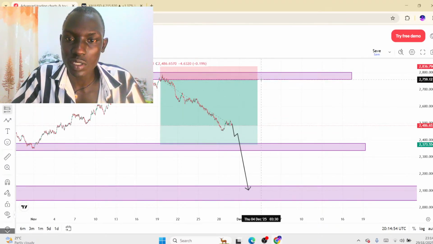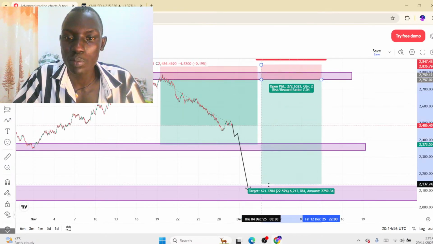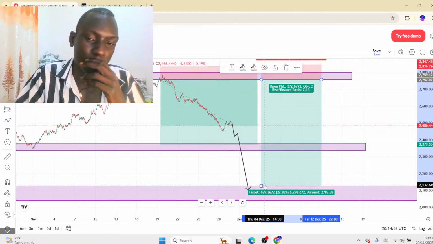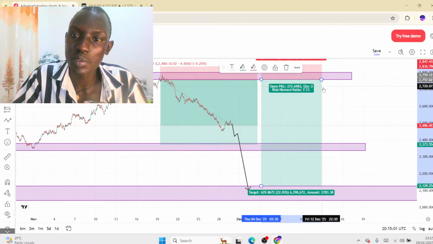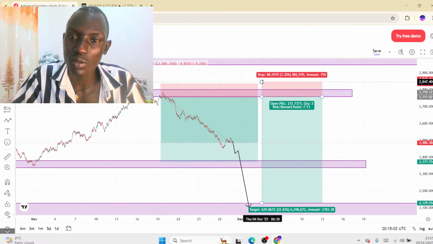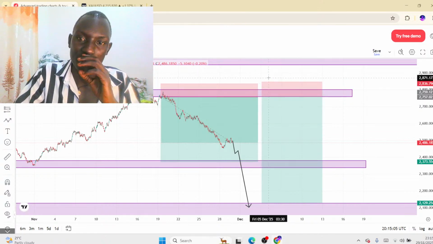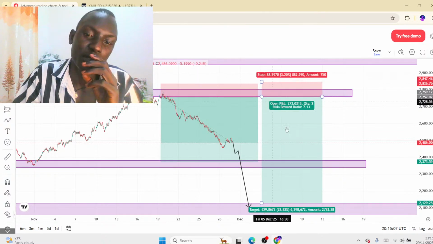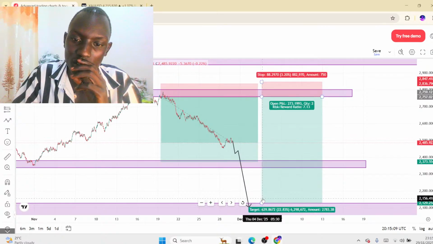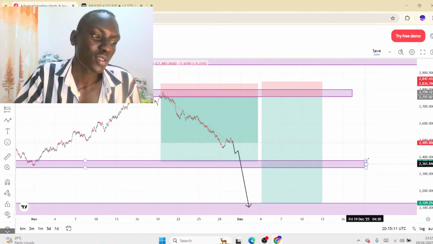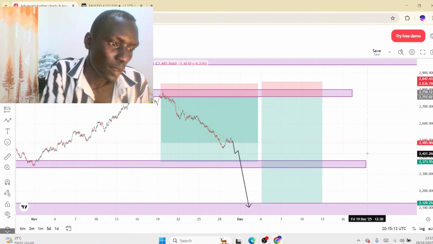And see now, let's say we are going for short sales also still. So our TP is going to be at 629 pips. This is a lot. This is a lot. Risking just 88 pips to target 629. So this is just massive.